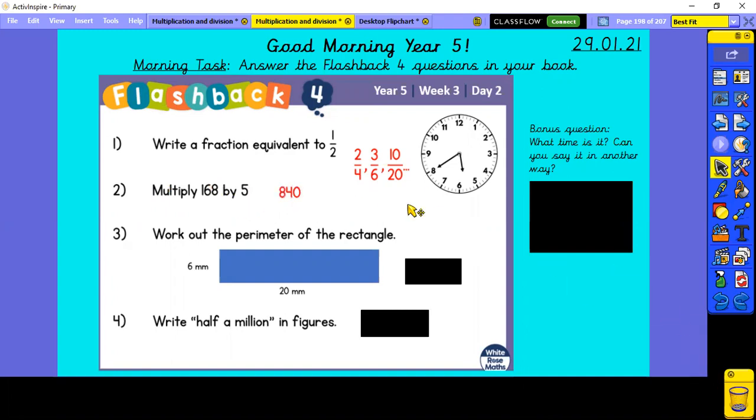Okay, question 2, multiply 168 by 5. The answer is 840, and you could have used column method to solve this problem.